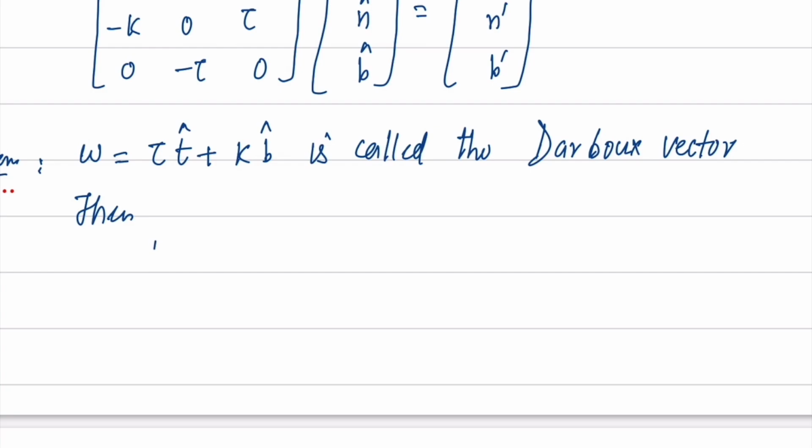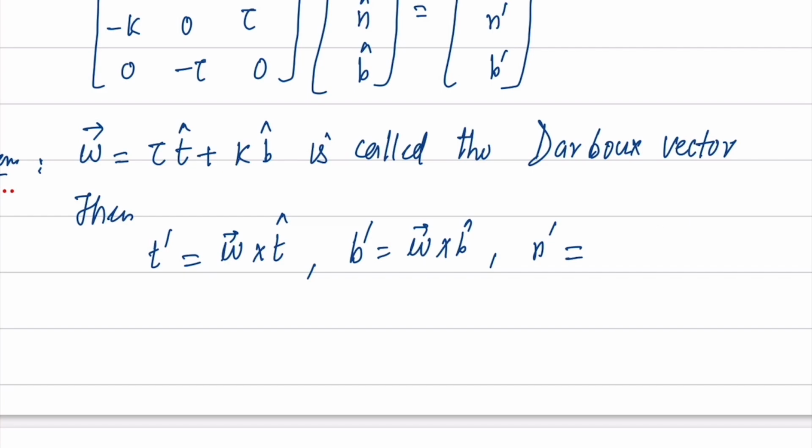Then we have t dash is equal to w cross t. So this is w taken its cross product with the tangent vector. This gives us the first Serret-Frenet formula for the t dash. Similarly, b dash is equal to w cross b. So w is also a vector. And similarly, n dash is equal to w cross n. So this is also the way we can define the three Serret-Frenet formulae using the Darboux vector.